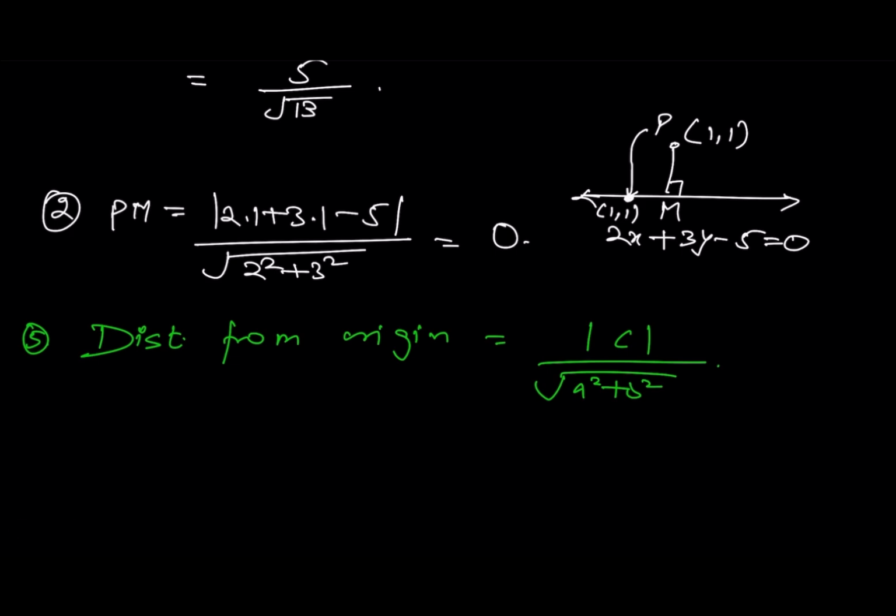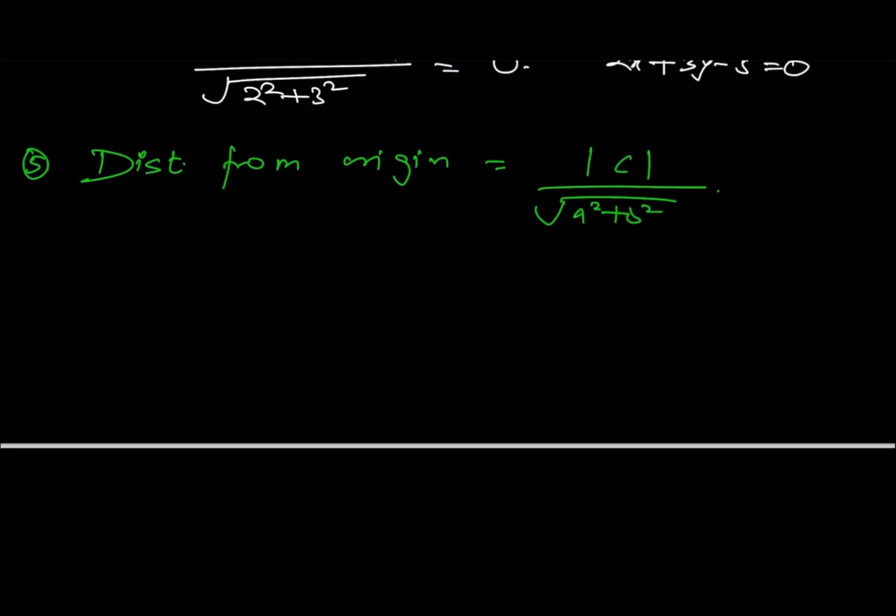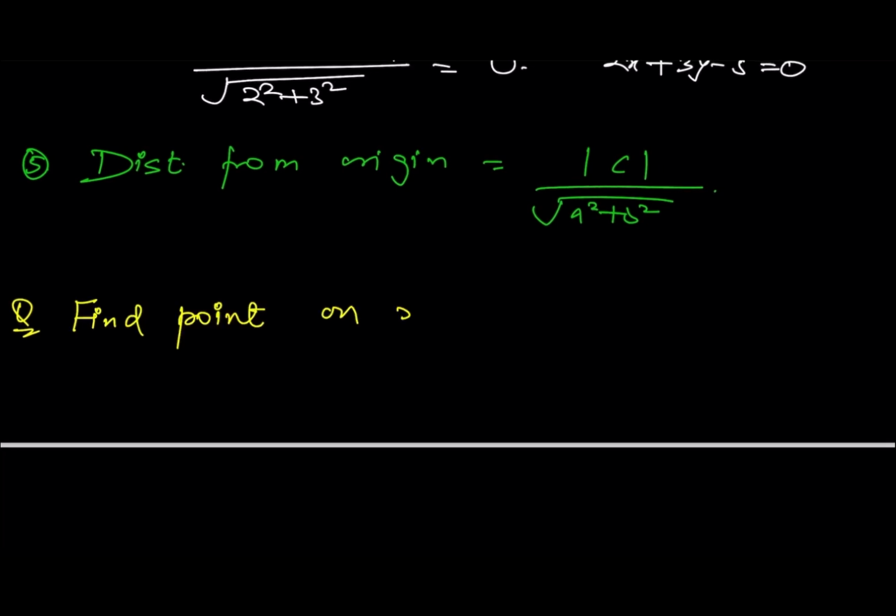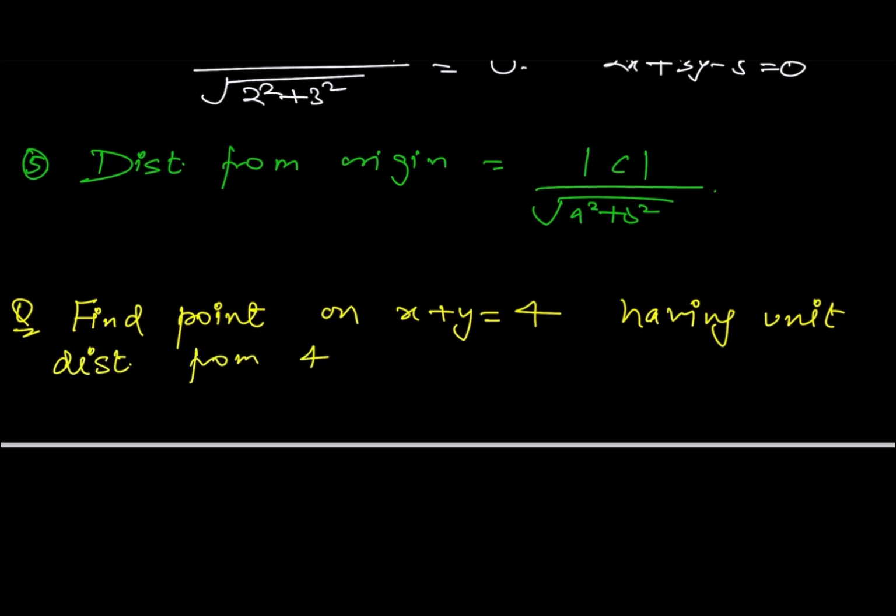Now come to the next question. Find the point on x plus y is equal to 4 having unit distance from 4x plus 3y minus 10 is equal to 0. Okay.